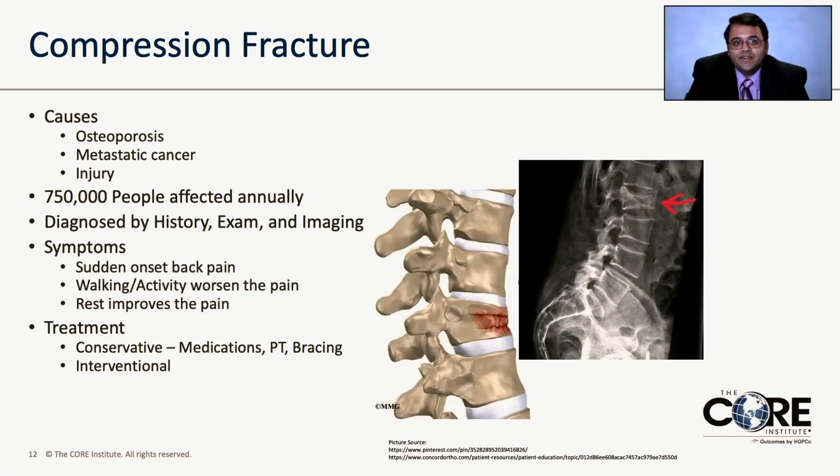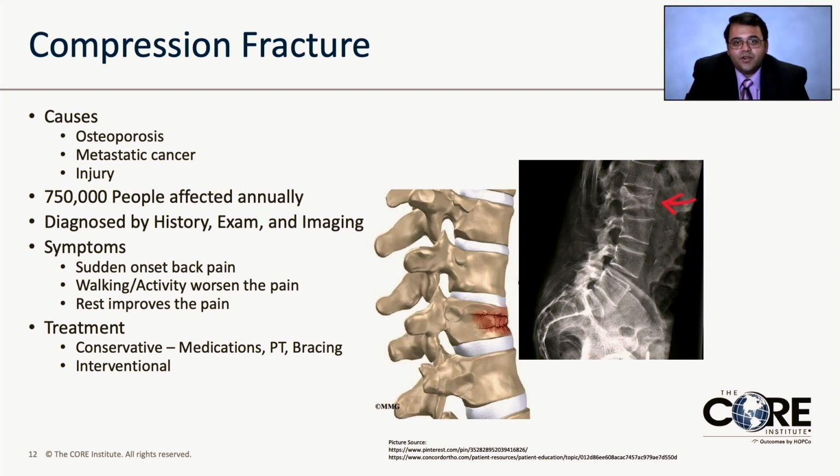Compression fractures. This is typically related to osteoporosis or to cancer. That's usually the most common population we see it in. The osteoporotic fractures are usually the most common, followed by cancer. And then it can also be related to injury, such as car accidents or falls.